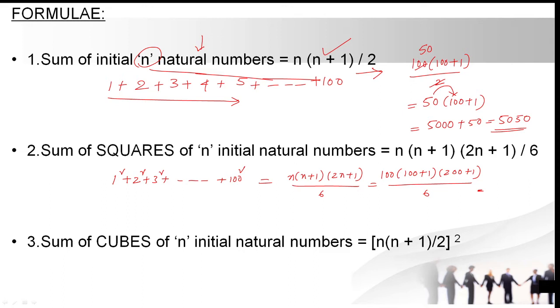Now comes the third series, that is the cubes. Cubes of n initial natural numbers, so that is 1 cube, 2 cube, 3 cube, and so on, let us say n cube. For this we have a formula, that is n into n plus 1 by 2, taken as a whole square. We can expand this, that is n square into n plus 1 square by 4. Okay, I'll give you one question. I just want to ask you one question related to this series.